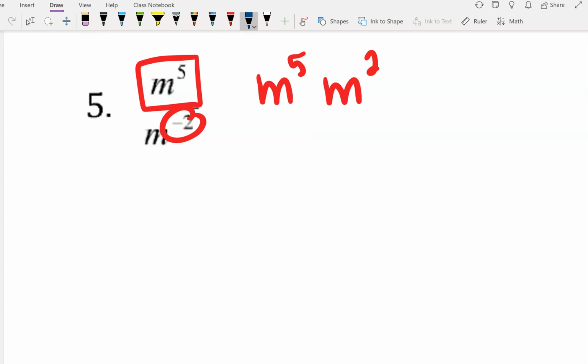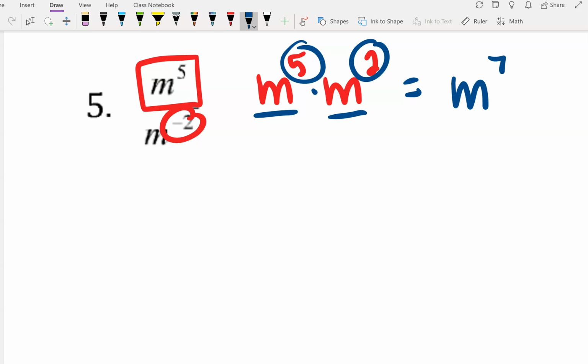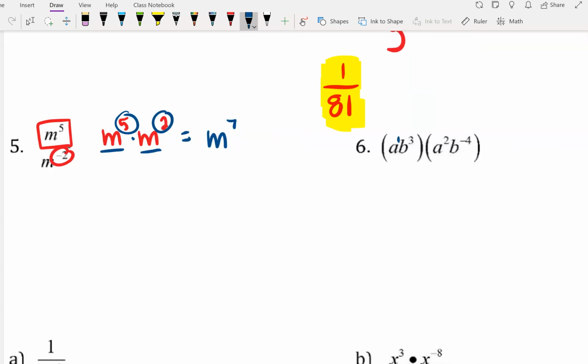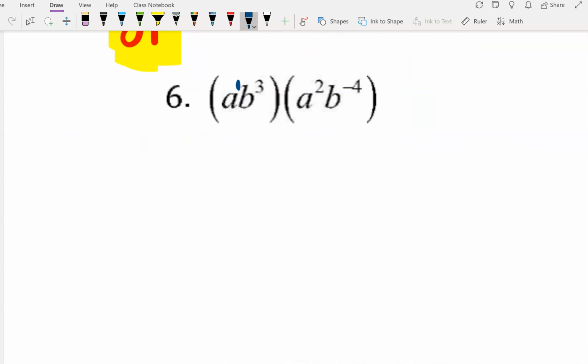And then I need to fully simplify this. In order to simplify, I need to combine it into m written just once. I'm multiplying like bases, so I add the exponents. So this is going to be m to the 7th power. Alright.